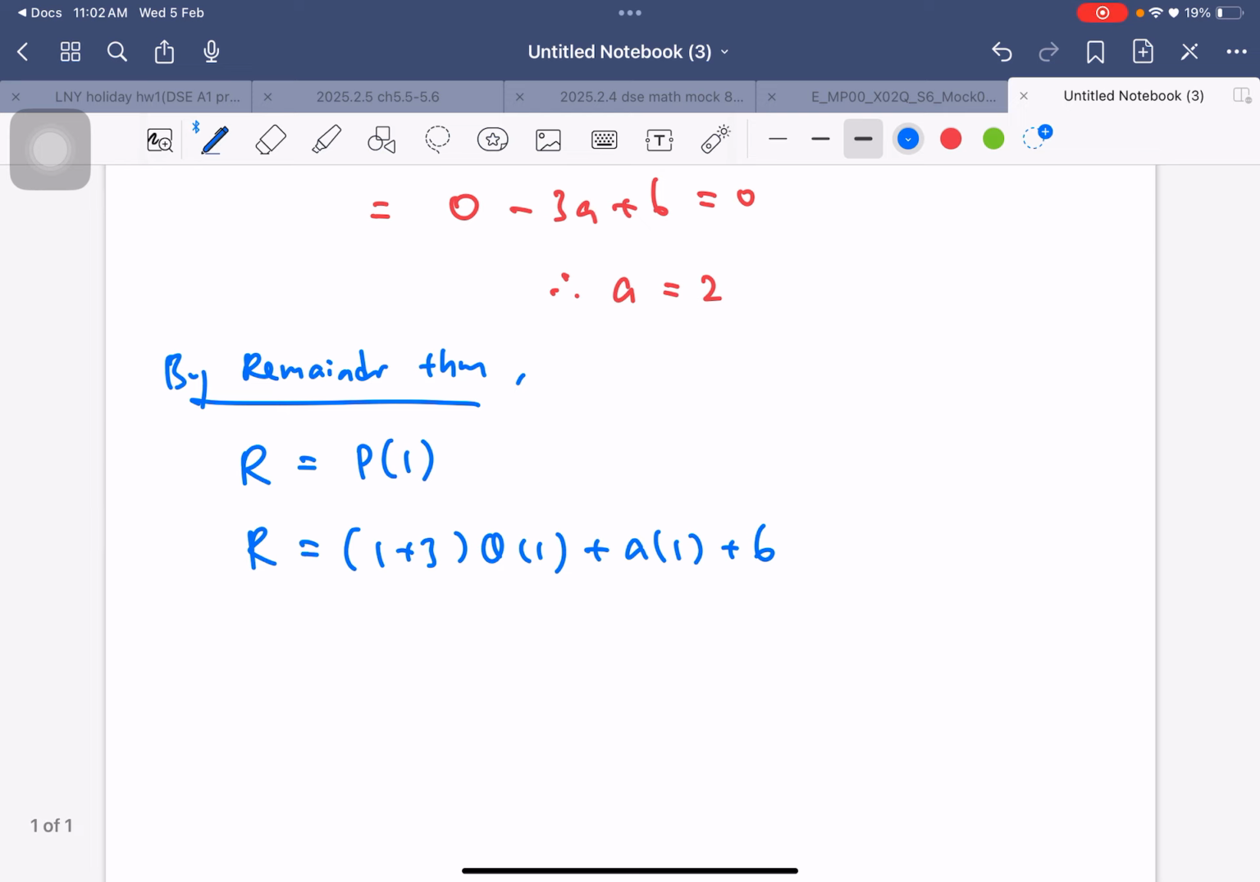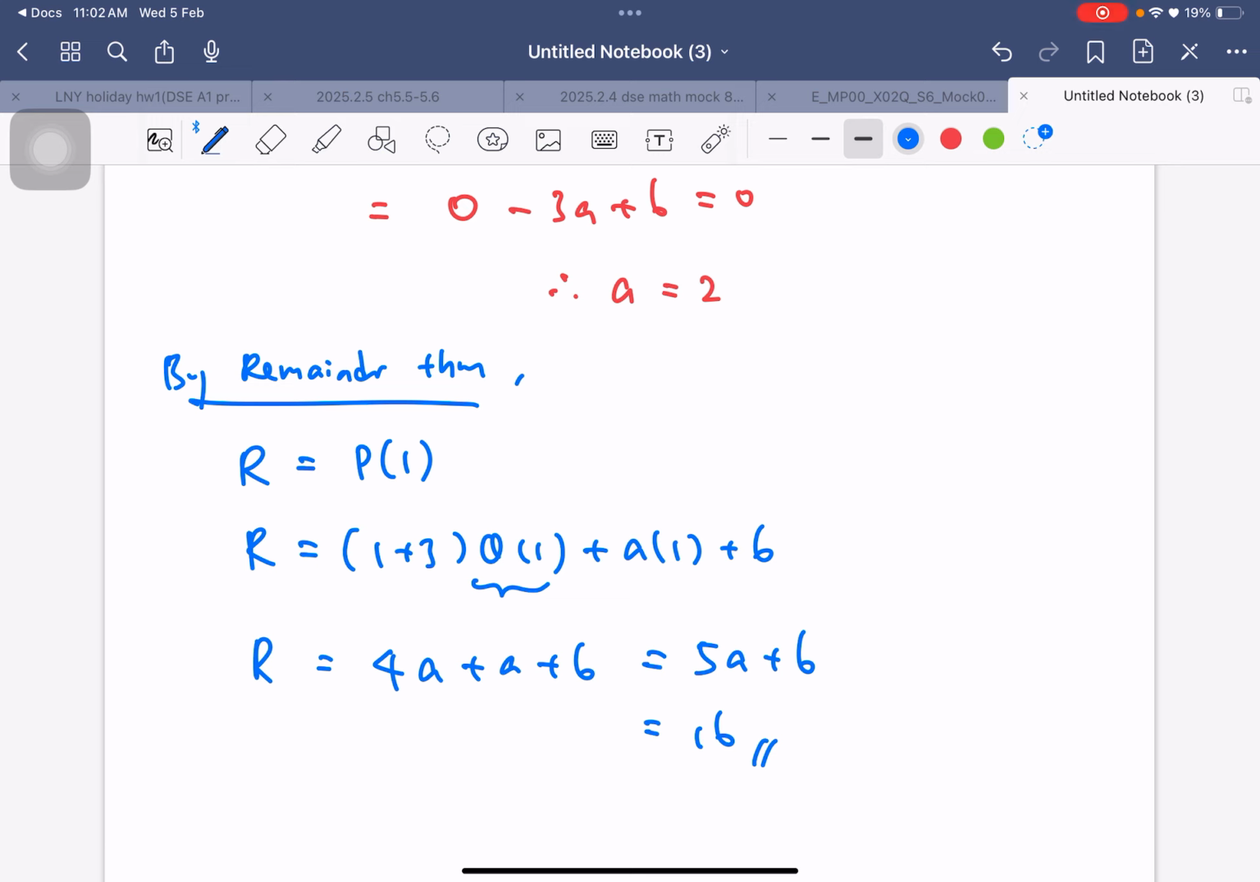But what is Q(1)? It's a. So r is equal to 4a + a + 6, so it's equal to 5a + 6. But what is a? a is 2. So it's equal to 16. Okay? You're just applying the remainder theorem together with the factor theorem.